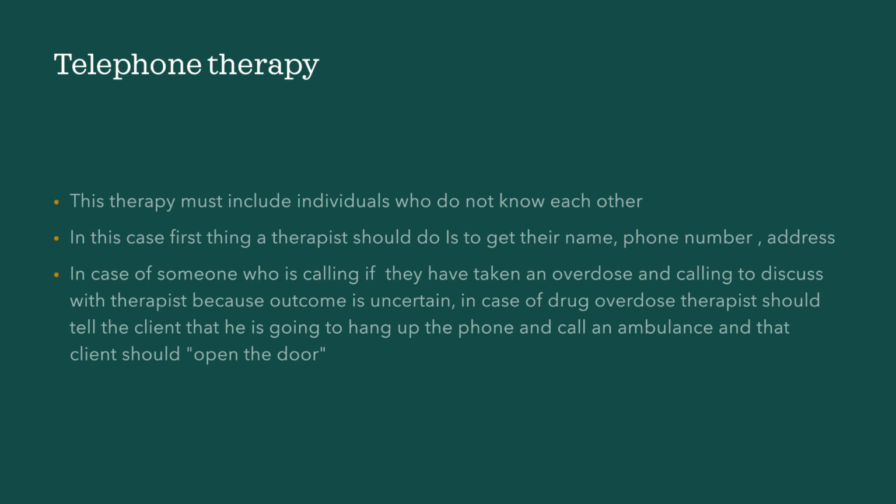Now, if someone is calling and they have taken an overdose, and calling to discuss with the therapist what will be the outcome, in this case the therapist should tell the client that he is going to call the ambulance, and the client should open the door, rather than discussing it on the phone. So it is very important to get the phone number and the address of the patient, because then the therapist can call an ambulance, or if a client is suicidal, you can call the police as well.